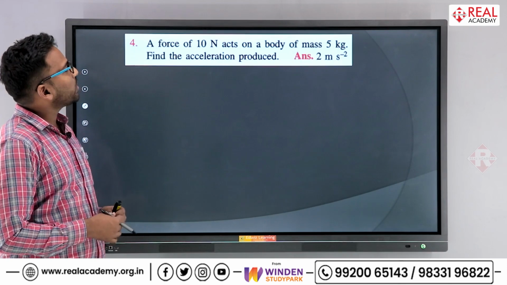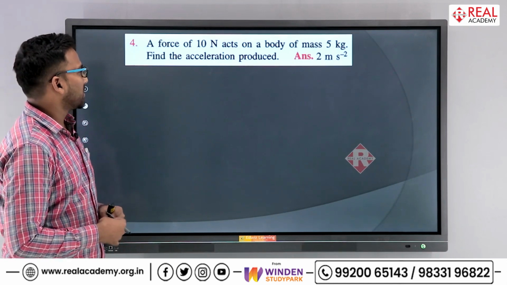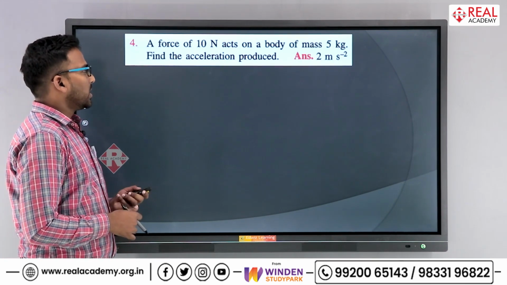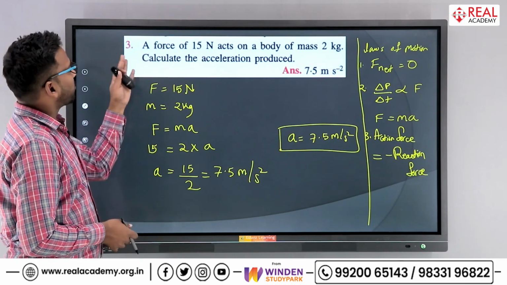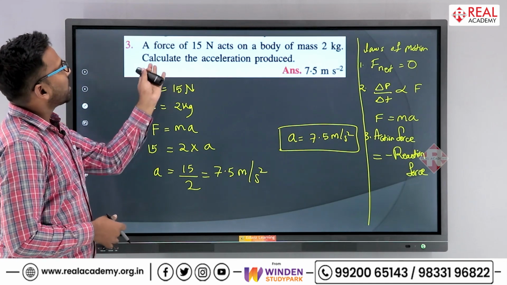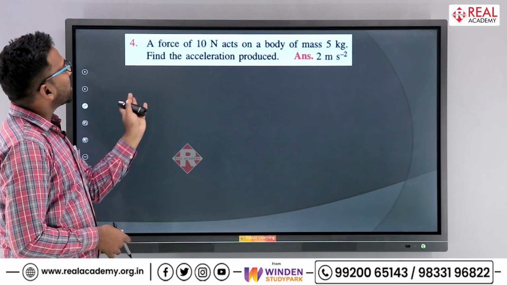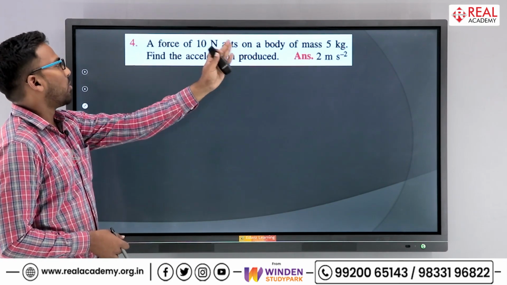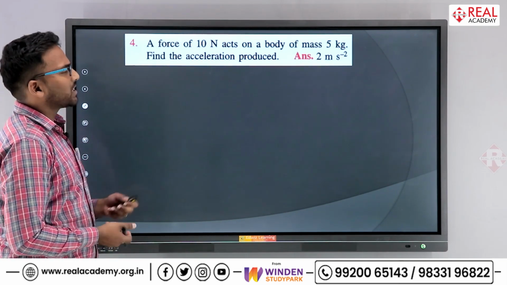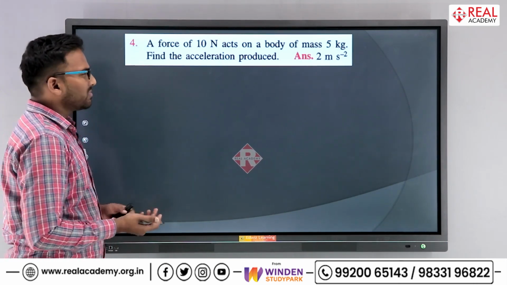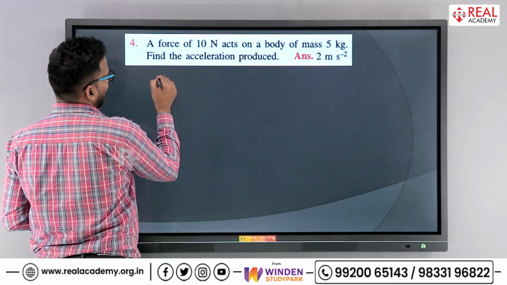Next question. A force of 10 Newton acts on a body of mass 5 kg. Find the acceleration produced. Same kind of sum as that of question number 3. Here the force of 15 Newton acts on a body of mass 2 kg. Here the force of 10 Newton acts on a body of mass 5 kg. Find the acceleration produced. Can you people try it once? Okay. Chalo. Let's extract the data.